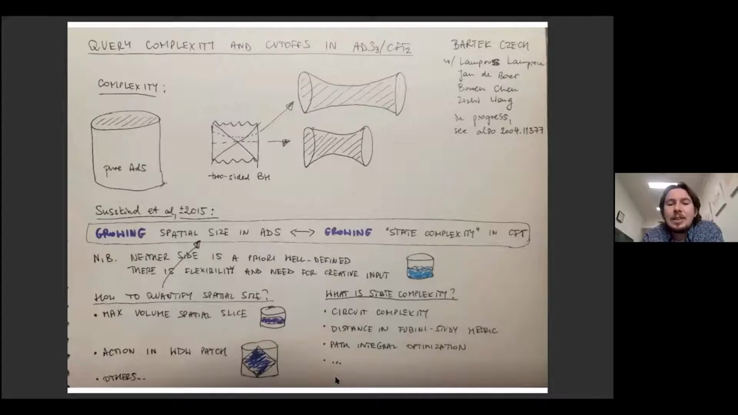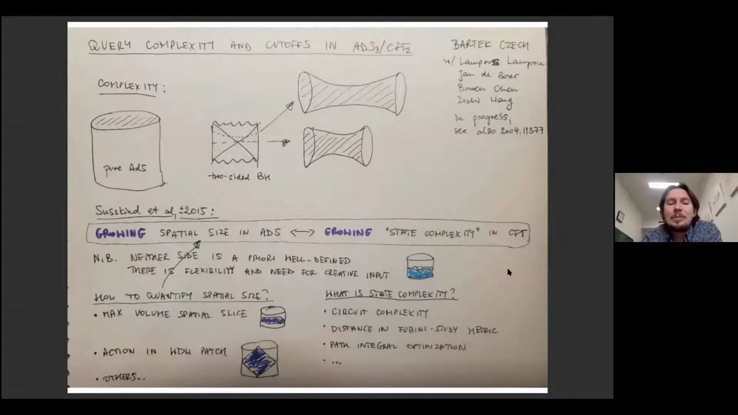But the short summary is that both sides of this correspondence are not defined until we come and give a definition. So that seems like a bad thing about this proposal, but that's also a good thing about this proposal because there's still a lot of flexibility and there's a lot of need for creative input for interpreting this proposed correspondence.